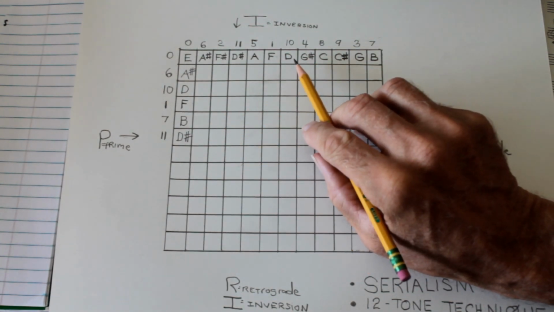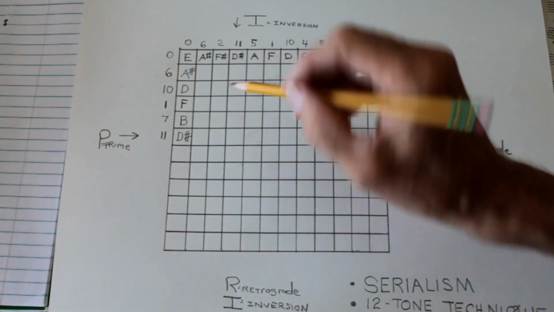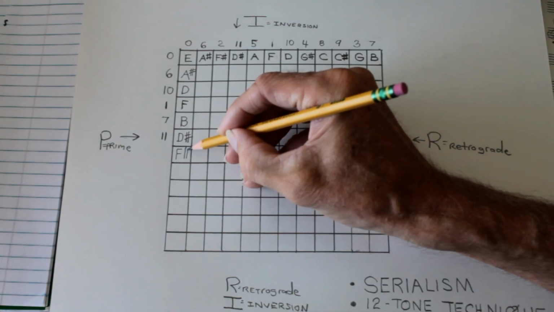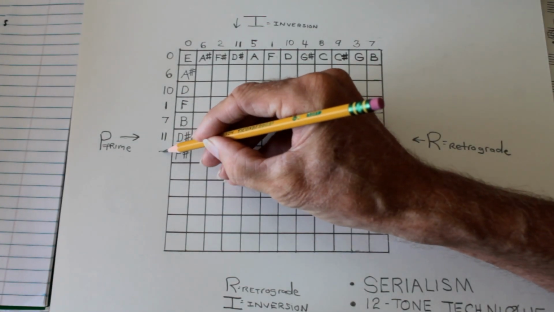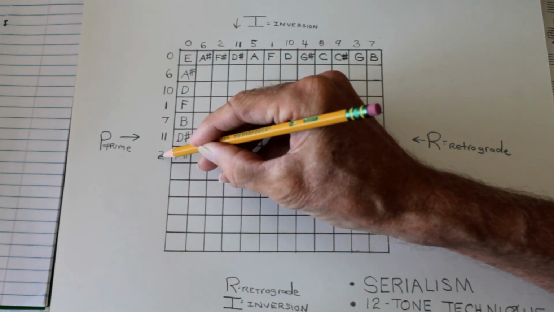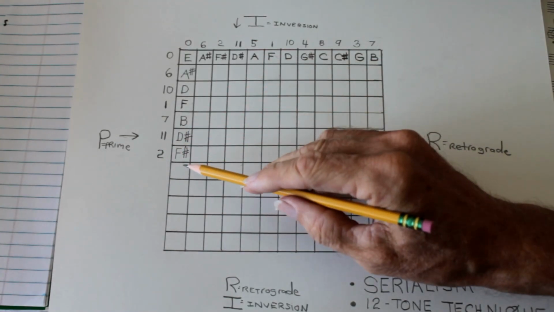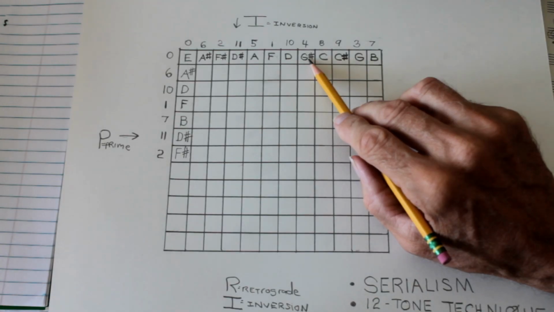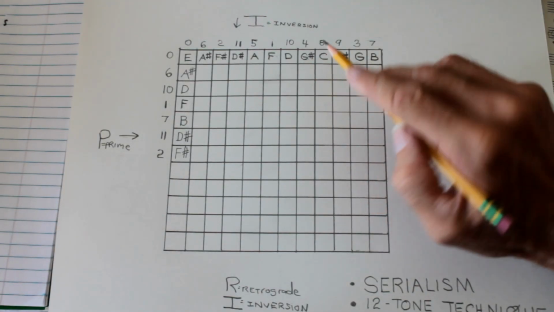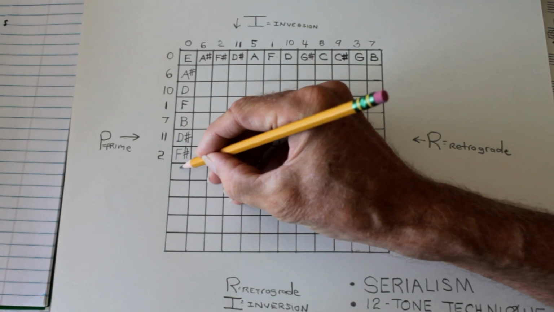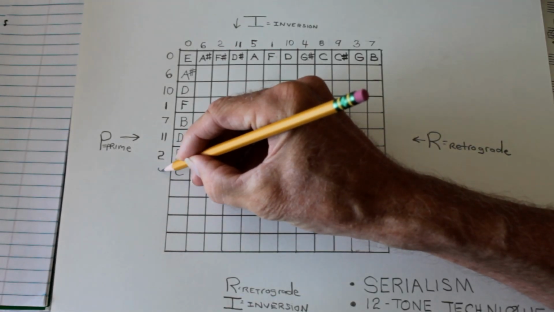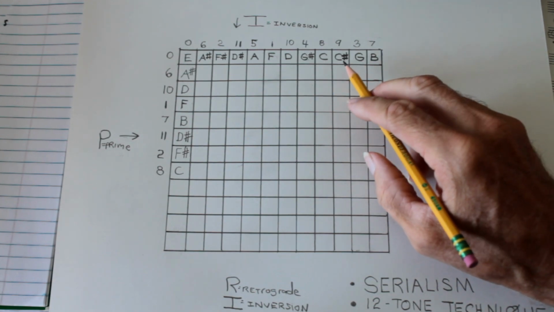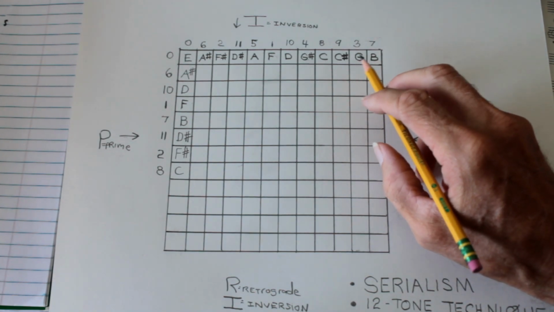And what plus 10? 2. So F sharp. Okay, and what plus 4? That would be 8. So that would be a C. Okay, what plus 9? It would be a 3.